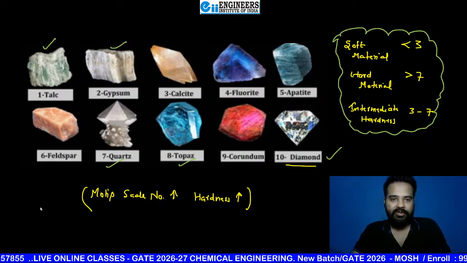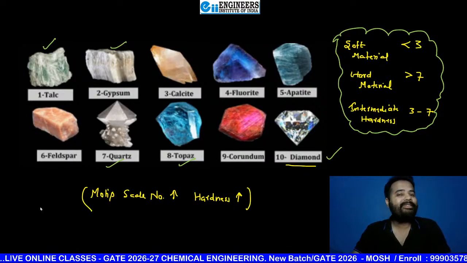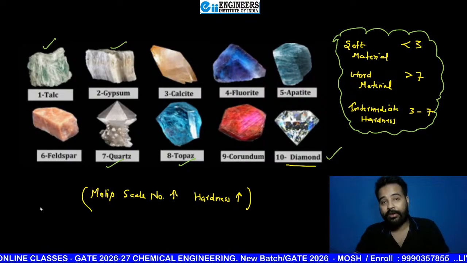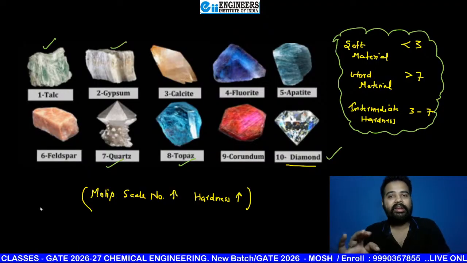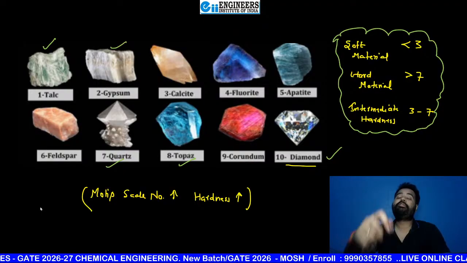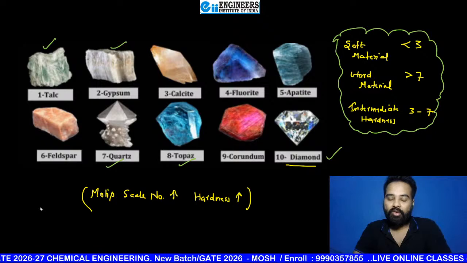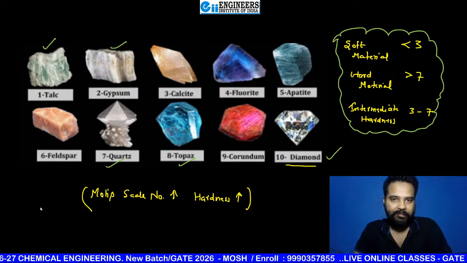So this is the first one. Definitely, how easily you can reduce the size of a given feed depends on its hardness. Like if you want to break down diamond, then it is very, very hard for you. But talc you can break very, very easily.